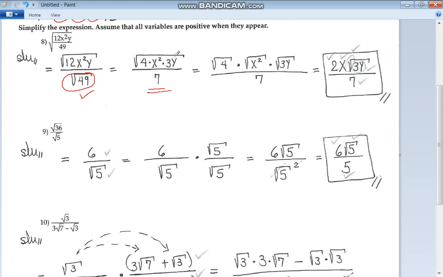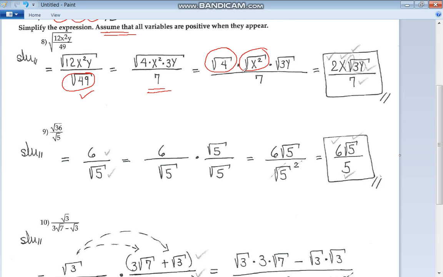Now bust up the multiplication. Square root of 4 times the square root of x squared times the square root of the rest of the stuff that has no more perfect square in it, all over 7. And then evaluate. The square root of 4 is 2. The square root of x squared is x. By the way, it normally would have been the absolute value of x, but they made this assumption that all the variables are positive, so we don't have to use absolute values there.